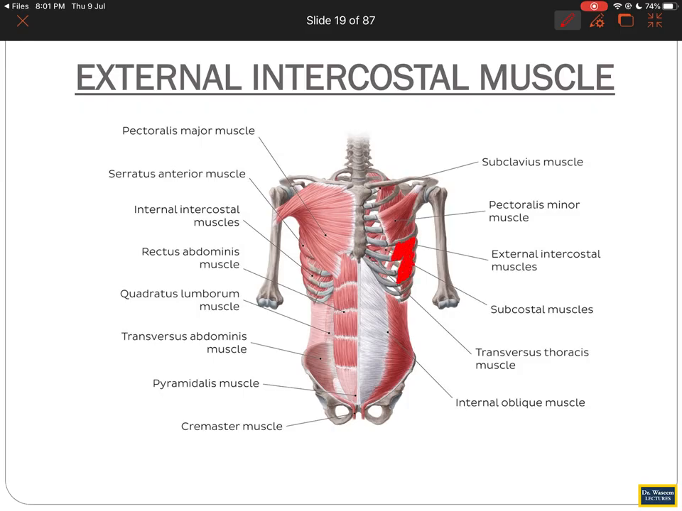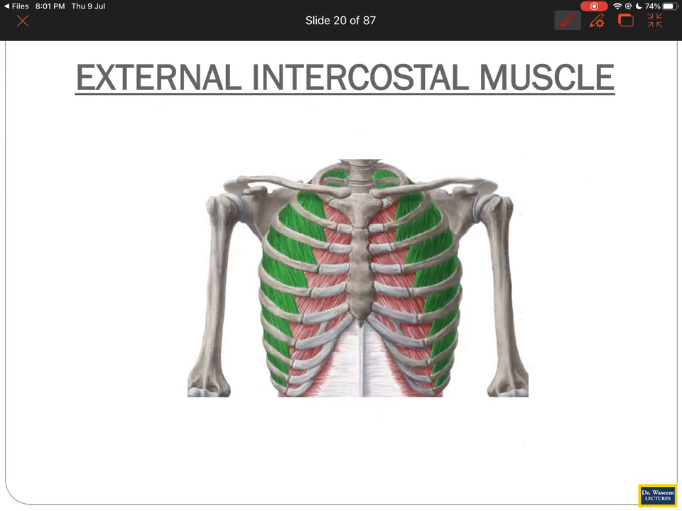Again you are watching the external intercostal muscle, and they are rib to rib. You see that from one rib to the other rib. The first external intercostal, then second, third, fourth, and there is a fifth intercostal space here, sixth, seventh. You see the direction of the fibers. You are watching here.